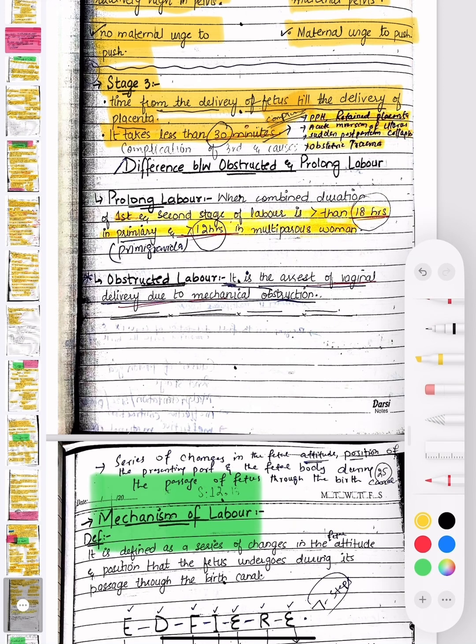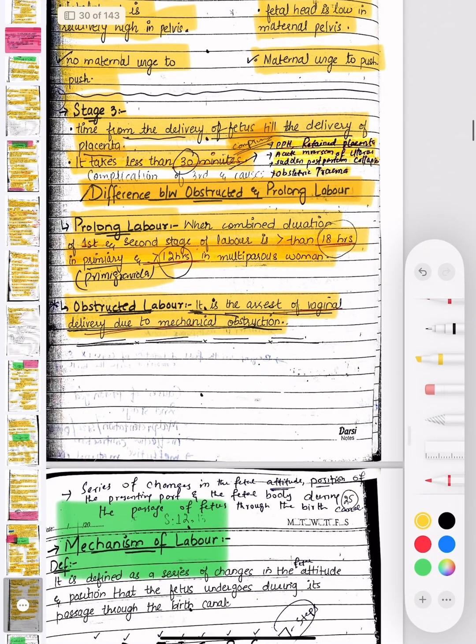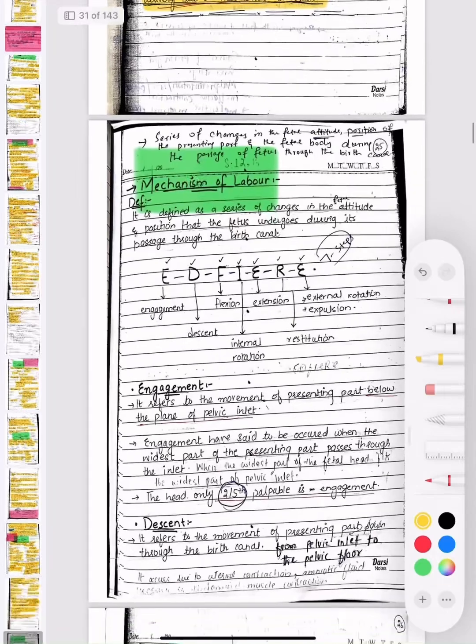Now the difference between obstructed and prolonged labor is that prolonged labor is when the combined duration of the first and second stage of labor is greater than 18 hours in primiparous and greater than 12 hours in multiparous women. It is termed prolonged labor. And obstructed labor is the arrest of the vaginal delivery due to mechanical obstruction. The complications of the third stage of labor are PPH and retained placenta, acute inversion of the uterus, sudden postpartum collapse, and obstetric trauma. These are the complications of the third stage of labor.